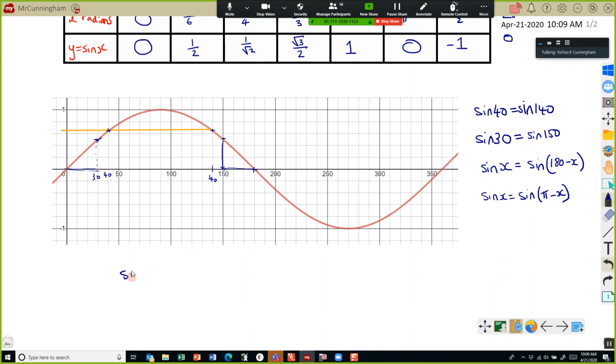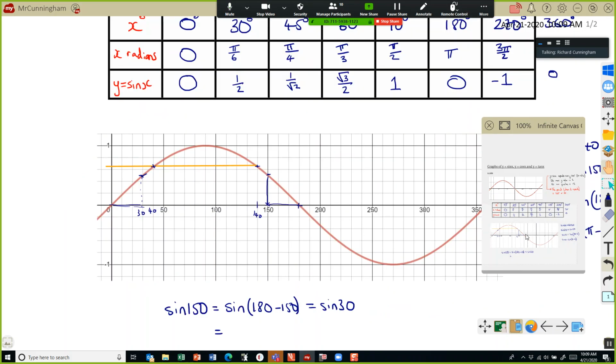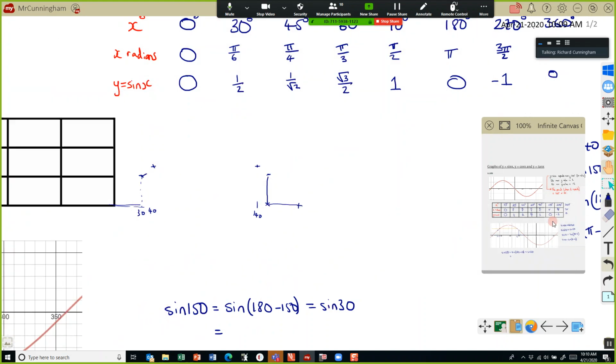But this tells us, and this is the really important thing, that if I'm trying to work out the value of sine 150 in a non-calculator paper, well, I think to myself, sine 150 is going to be the same as sine of 180 minus 150, which is just sine of 30. And what's sine of 30? Yeah, sine of 30. We know from our triangles. Sine of 30 is 1/2. So sine of 150 is just 1/2.